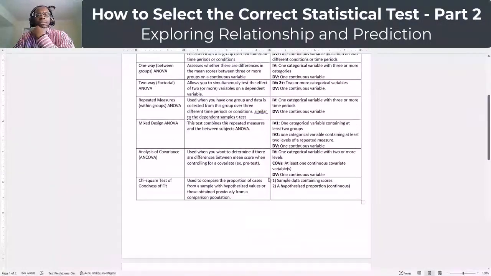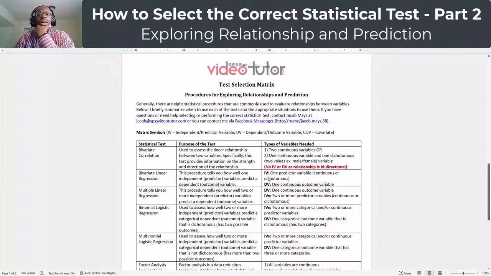The test selection matrix: procedures for exploring relationships and prediction. The first test that we're going to cover is the bivariate correlation.